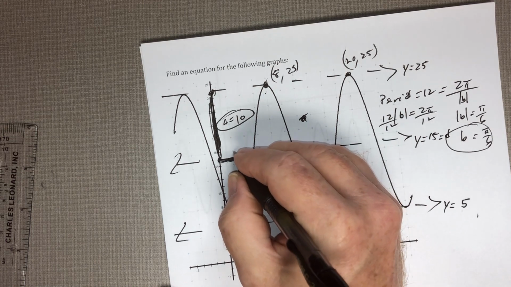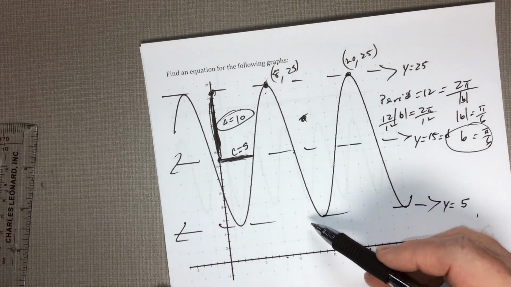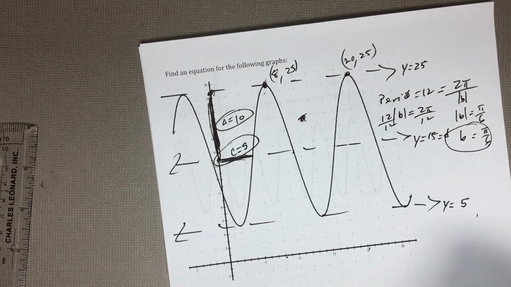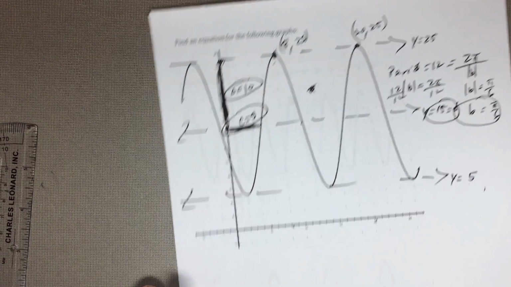Well, if I'm going to do that, I would need this distance right here, and that distance, I do believe, is 5, so that means C could be 5. I could go all the way out here, you need to realize that, but I'm just going to use that value of C. I've already got D, so I've got everything I need for a sine graph.